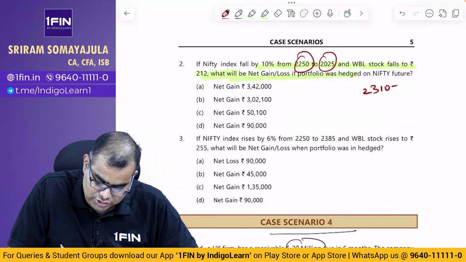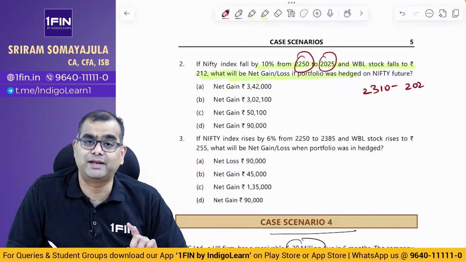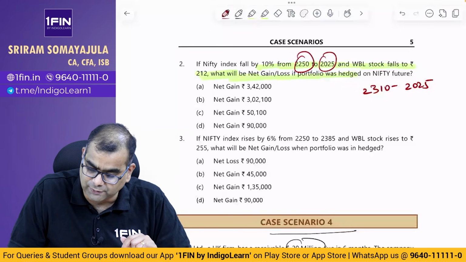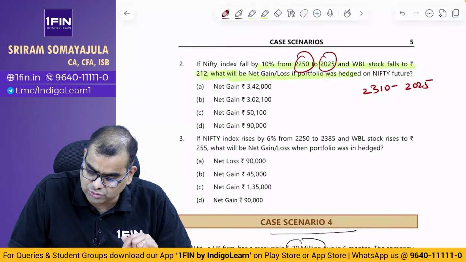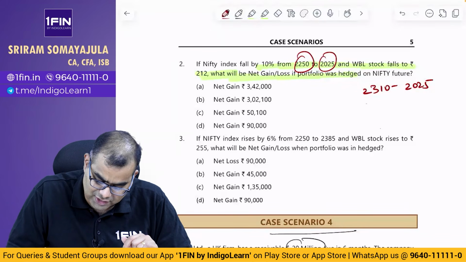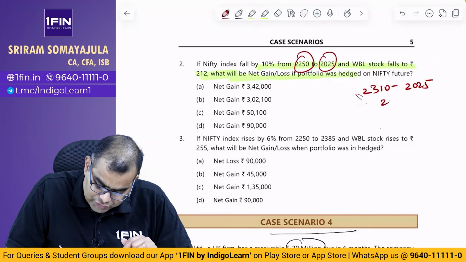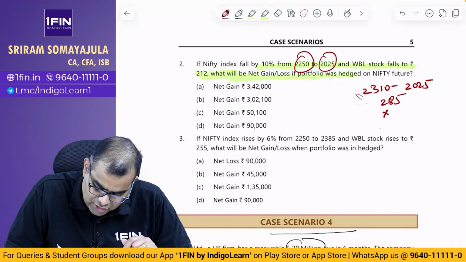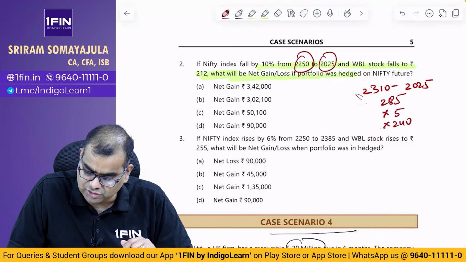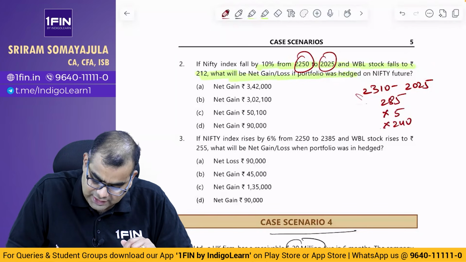This will be a gain, because you have shorted a future and the market has gone down. So, 2310 minus 2025 is equal to 285. So, 285 is the gain for how many contracts? 5 contracts, and each contract is 240, the lot size. So, 285 into 5 into 240, you will get 3,42,000.